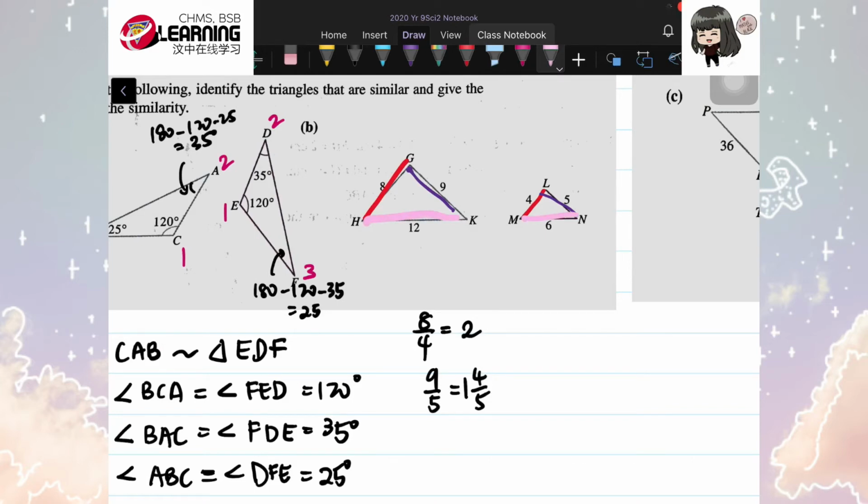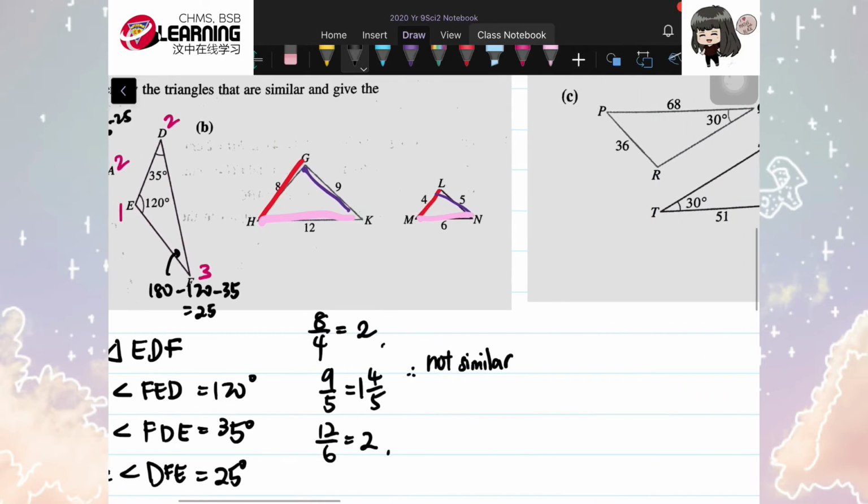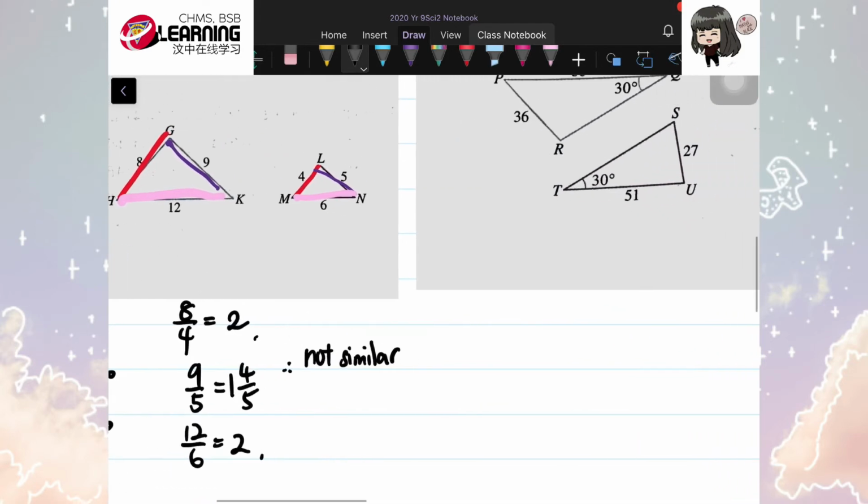Even if it's the same ratio with either one, we will still say that they are not similar because one is different, right? 12 over 6 is 2. So these two are the same, but this one is not the same, so since they have different ratios, it's not similar.